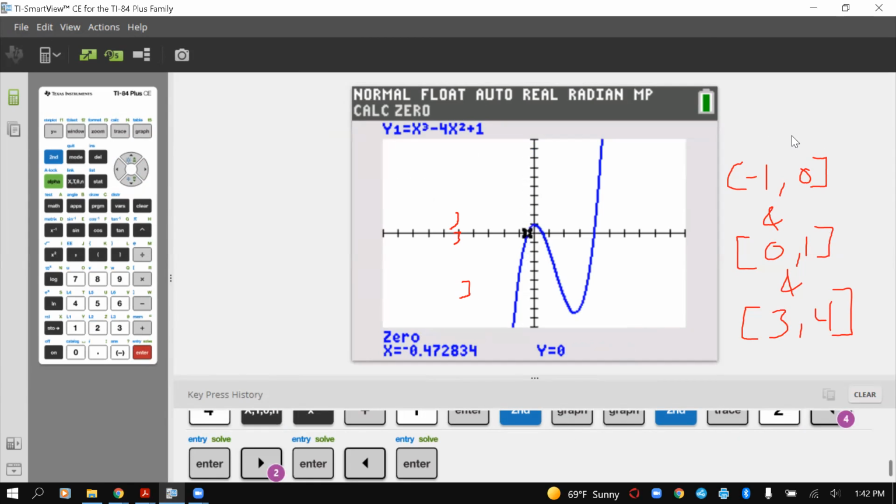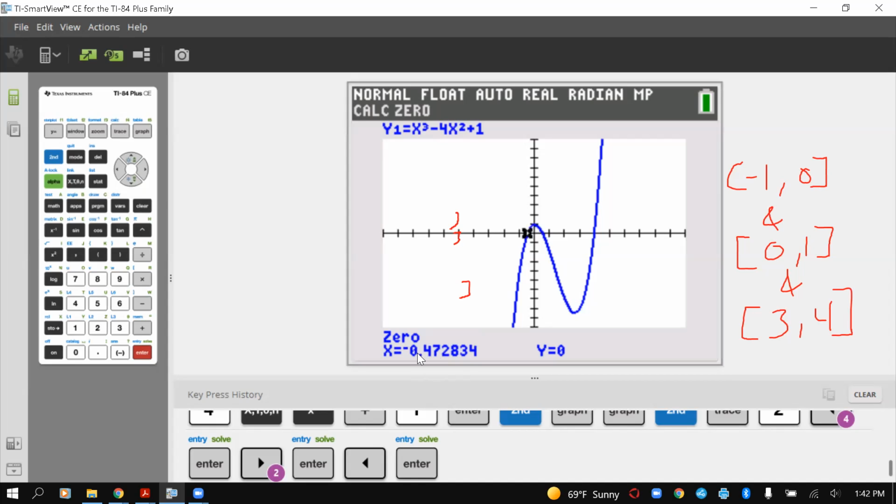So the 0 between -1 and 0 is negative 0.47284. Isn't that neat? If you want to be a programmer, this is a technique that you have to learn how to program.